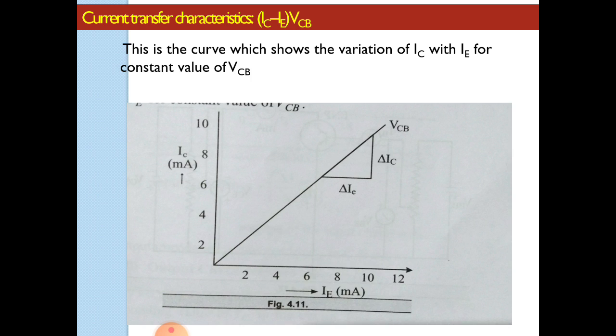Now, current transfer characteristics in the CB mode. This is the curve which shows the variation of output current with the input current for a constant value of output voltage.